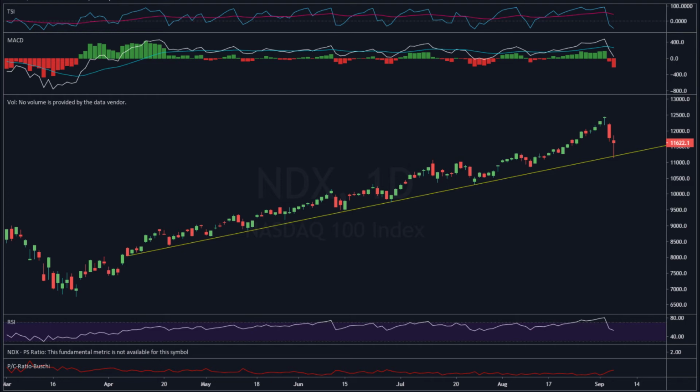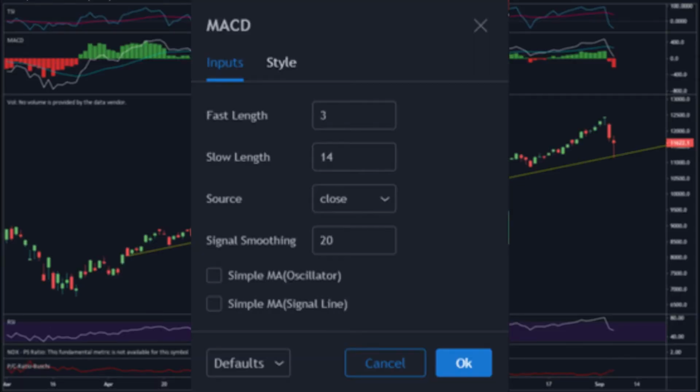And by the way, your MACD and your program might look different. So here are the settings that I've been using since I was a toddler, and it never failed me at all.